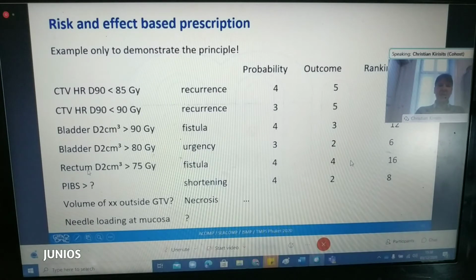On the other hand, we could think about what does it mean if we have a shortening of the vagina. Yes, if the PIBS is above a certain value, quite probably, but maybe for this individual patient, shortening of the vagina is not that important as compared to the outcome of the local failure, and this could be ranked lower. So for each patient, maybe we can make this risk and effect dose prescription with a point system or something like this. Nothing has been published on that, nothing is fixed on that. This is just an idea of where we could all together come the next step.